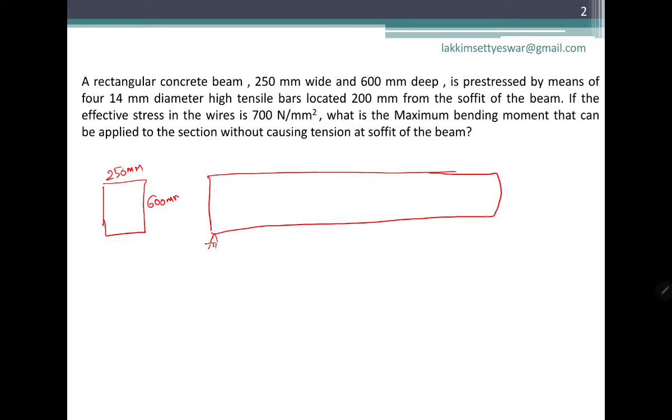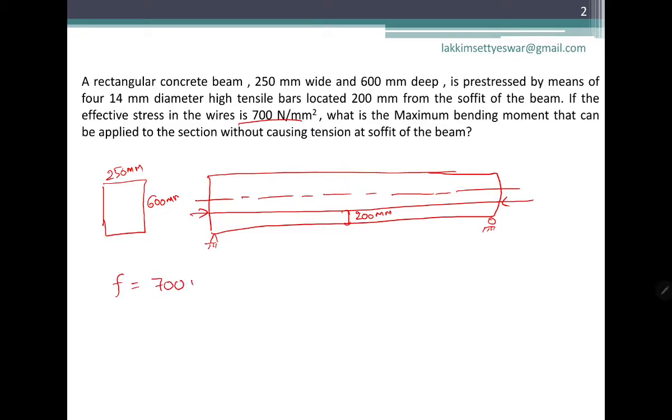So number of bars are 4. Each bar diameter is the 14 mm. It is located at 200 mm from the soffit of the beam. So from the soffit of the beam, 200 mm. So this is the neutral axis. If the effective pre-stress in the wires is 700 Newton per mm square. So this is the given stress in the pre-stressing bars.